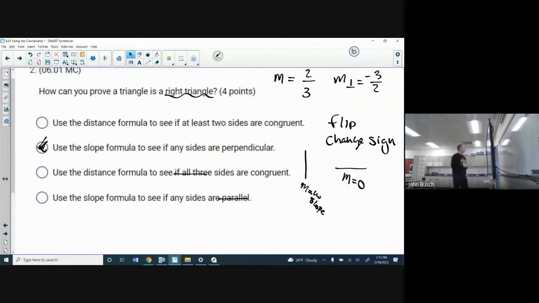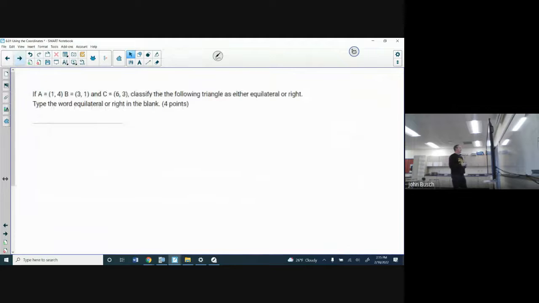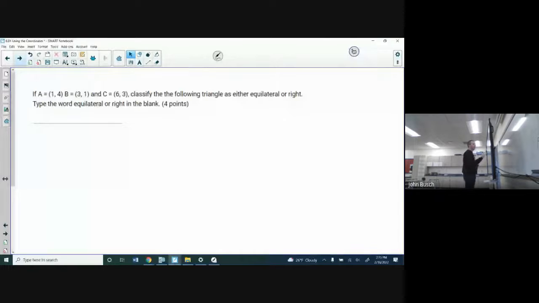Okay, let's check out number 3. So we're supposed to, with those 3 points, decide if the triangle formed by those 3 points is a right triangle or an equilateral triangle. So let's just plot the points, just get an estimation of it. If you plot (1, 4), something like that. If you do (3, 1), something like that. And if you do (6, 3)... It doesn't look like, it could be right, could be equilateral, so I really don't know.